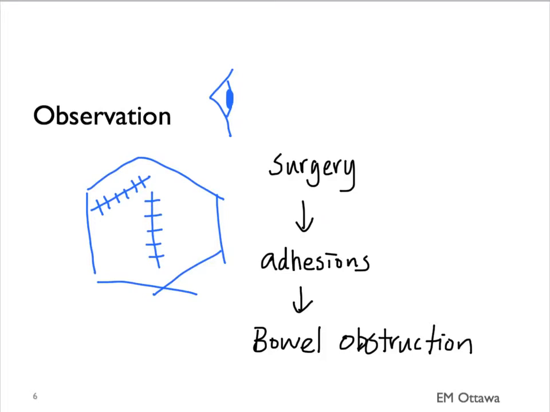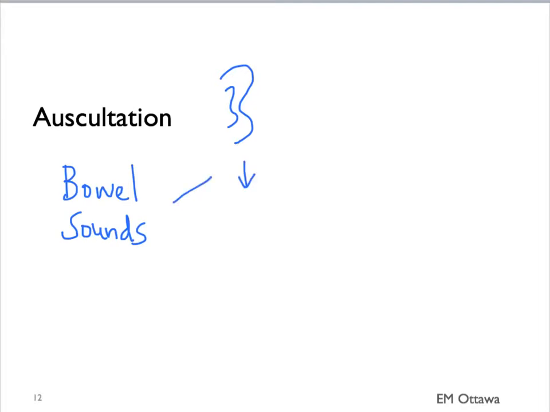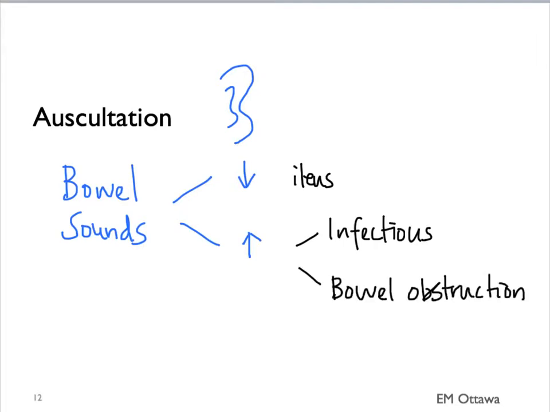We also want to look out for hernia before examining the patient further. For auscultation, we'll be listening for bowel sounds. They can either be decreased or increased. Bowel sounds can be decreased in an ileus. Ileus is nonspecific and can be associated with multiple abdominal conditions. In the patients with increased bowel sounds, we tend to think about infectious cause such as gastroenteritis or bowel obstructions.